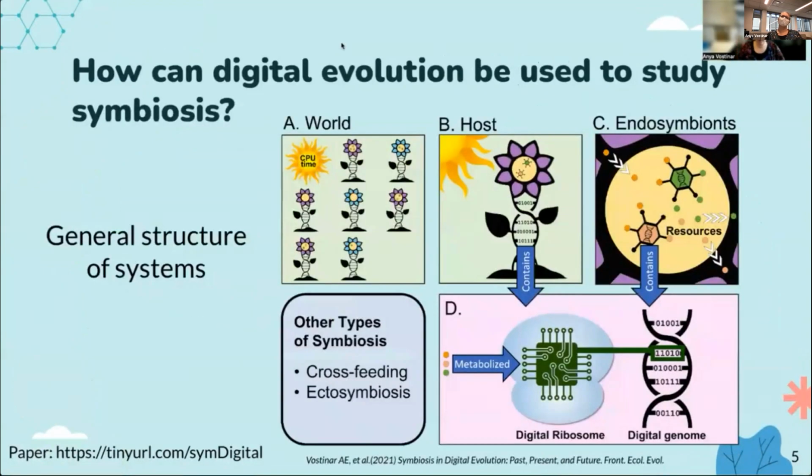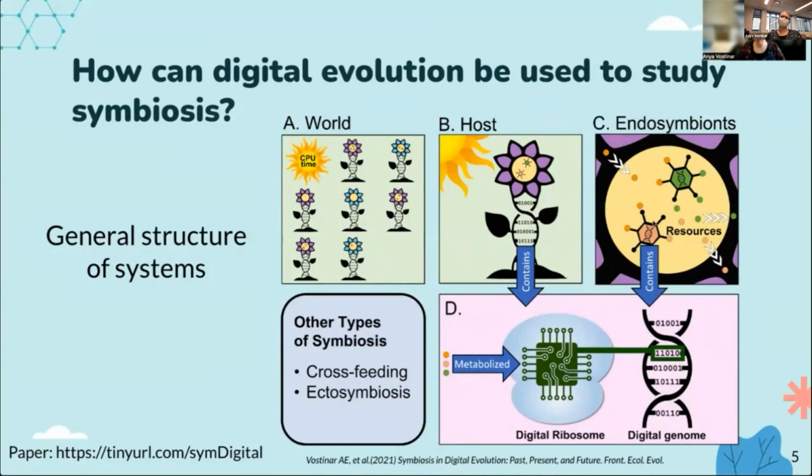Okay, so with that understanding, we were focused on how digital evolution has been and can be used to study symbiosis. So when we're thinking about how we combine these two things, we have this general structure that most things fit into. So there has to be a world, that's just a digital evolution standard, that has organisms, and there's some sort of resource, in this case, CPU time. And then we have an individual host, and it might have some endosymbionts. In this case, we're picturing endosymbiosis, but there could also be cross-feeding between organisms, or ectosymbiosis, where the symbiont is like on the surface of its host.